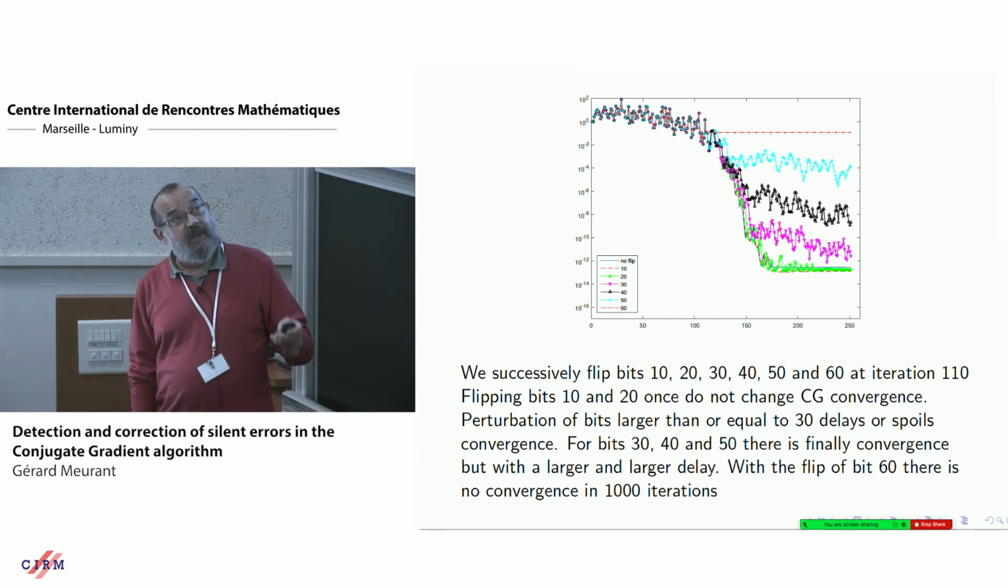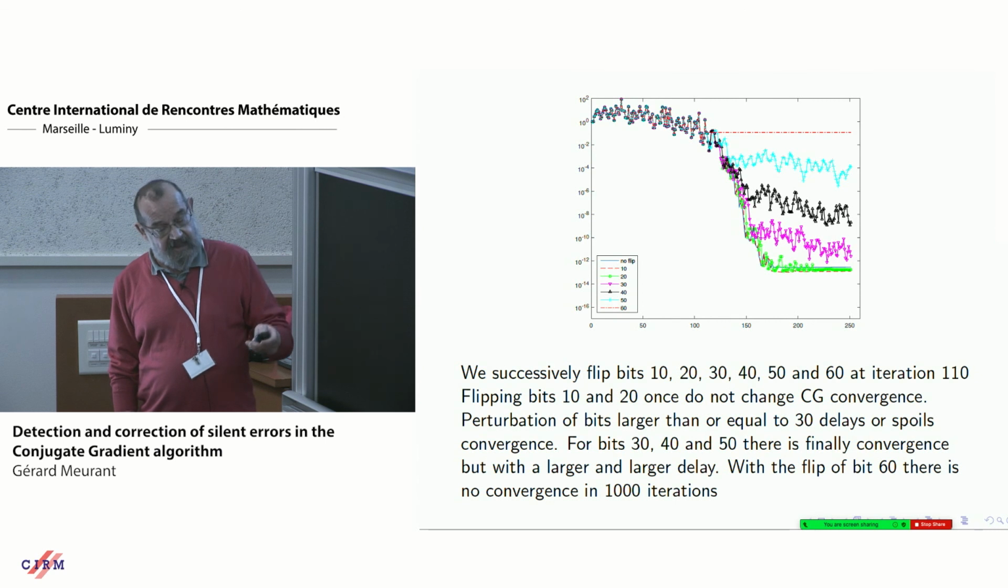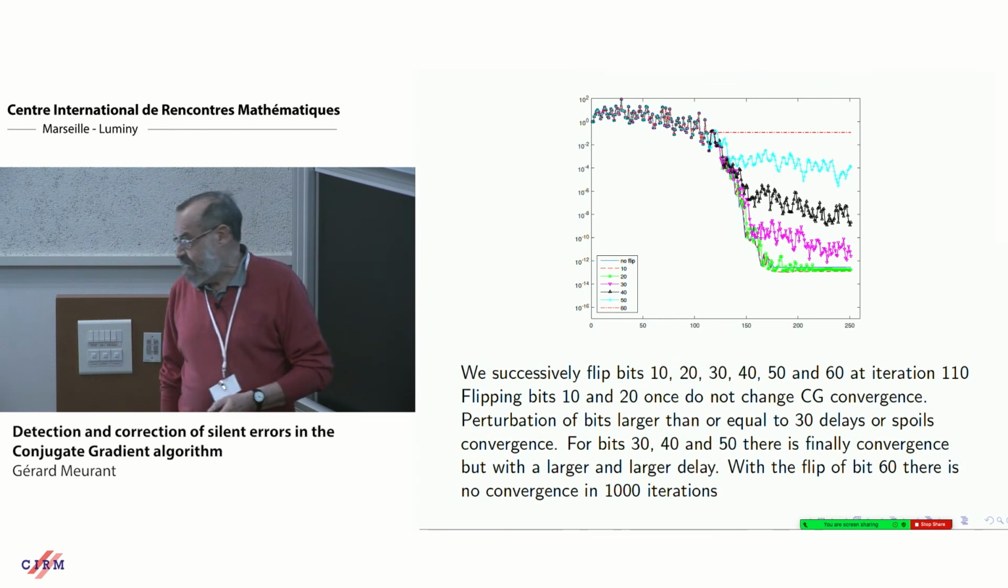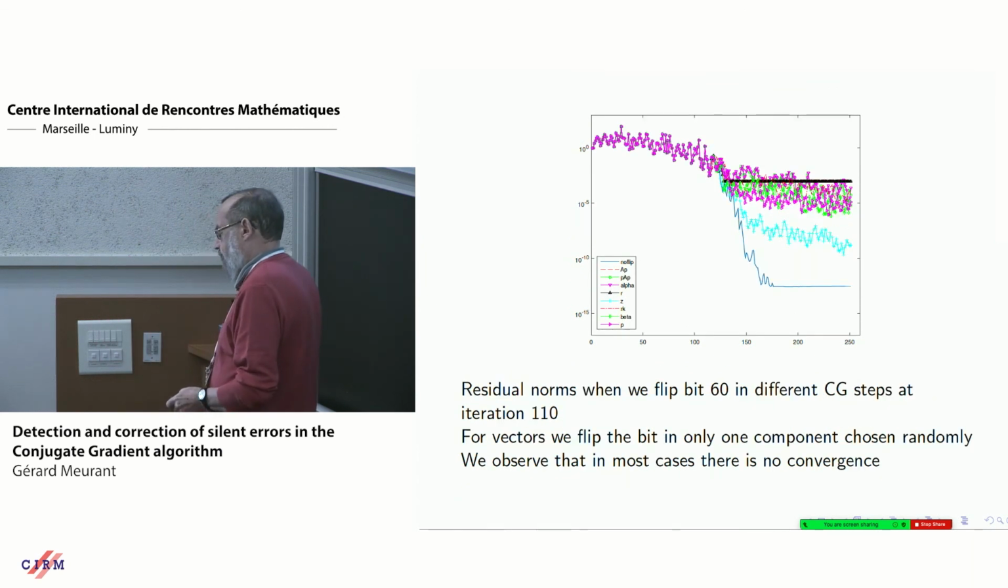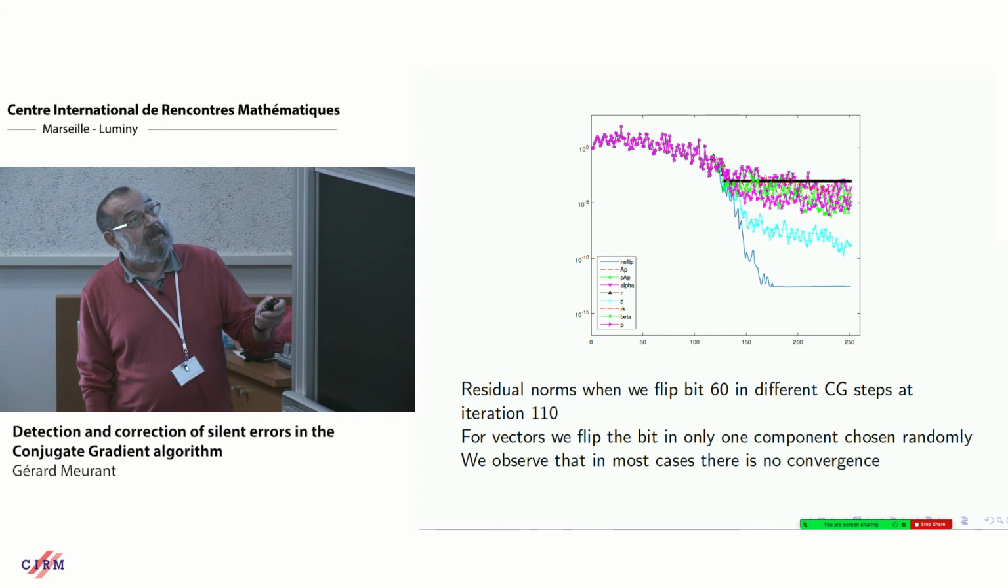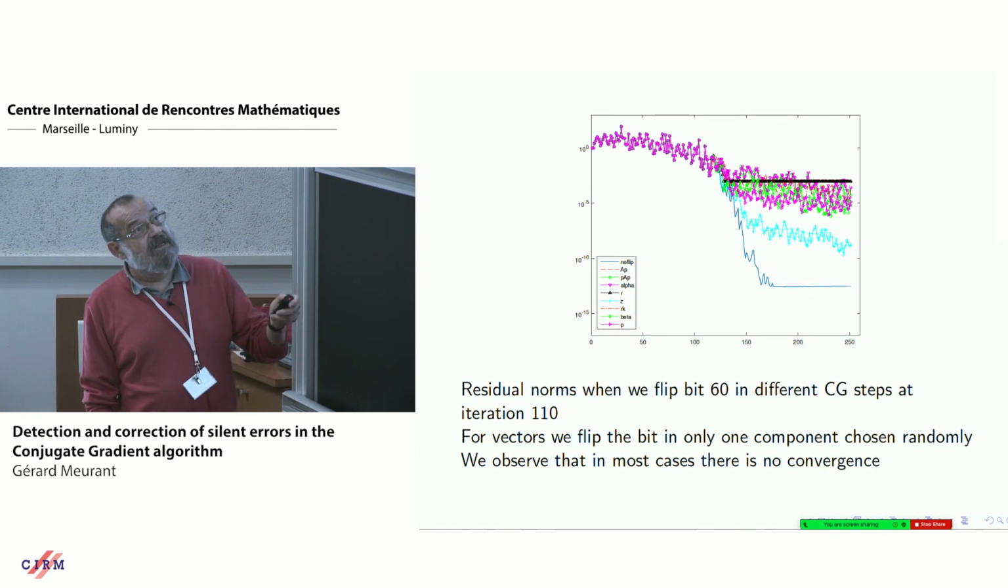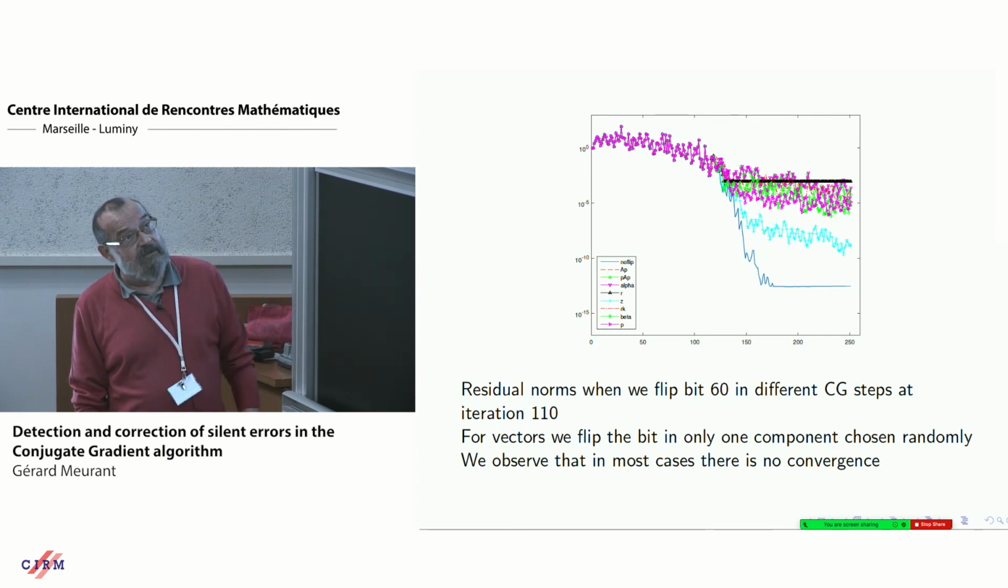So flipping bits like in these experiments shows you that it's useful to be able to detect that. And here I'm flipping bit 60 at iteration 110, but in the output of different steps in CG. You can see that in most cases it doesn't converge, or eventually it converges in many, many more iterations.